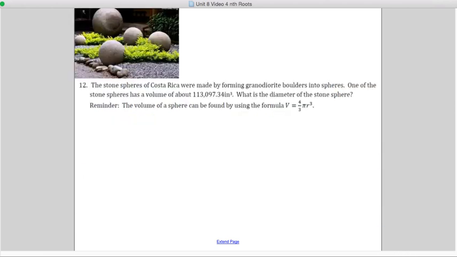Okay, the stone spheres of Costa Rica were made by forming granodiorite boulders into spheres. One of the stone spheres has a volume of about 113,097.34 inches cubed. What is the diameter of the stone sphere? We want to find the diameter. We are given volume, and here's our equation for the volume of a sphere. So 113,097.34 is equal to 4/3 pi r cubed.